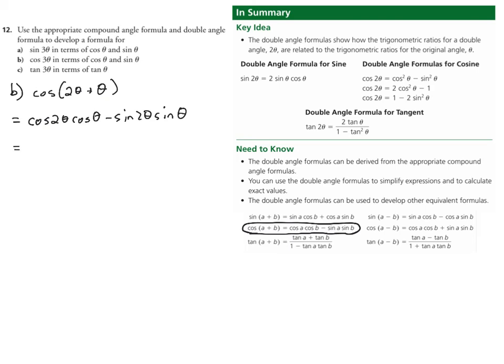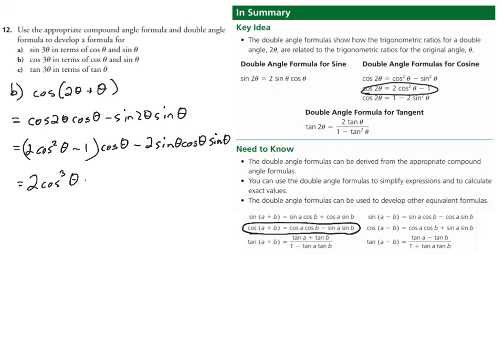And that is equal to, well, cos 2 theta. I don't know, let's use this one again. Maybe it's not a good idea, but we'll see. This is going to be 2 cos squared theta minus 1, and that is times cos theta minus sine 2 theta. So it's going to be 2 sine theta cos theta times sine theta, and that equals, so this is 2 cos cubed theta minus cos theta minus 2 sine squared theta cos theta.